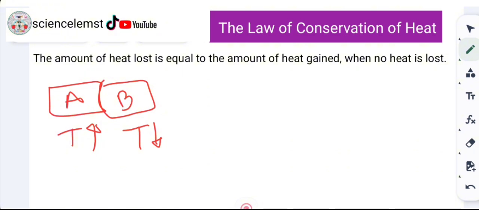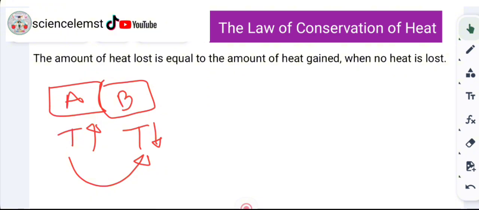And what do we know? Heat is energy in transfer from one object of what? Of a higher temperature to an object of a lower temperature. So it means that the one with a higher temperature is going to transfer heat to the one that has a lower temperature, such that we reach what is called a thermal equilibrium, whereby both the objects will be at the same temperature. Then we know that thermal equilibrium has been reached.